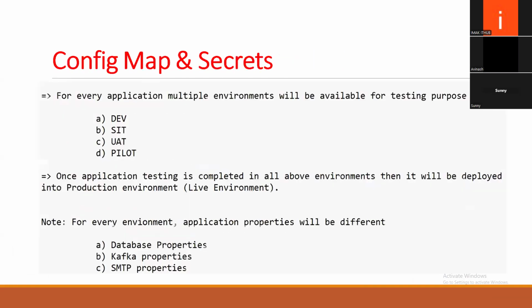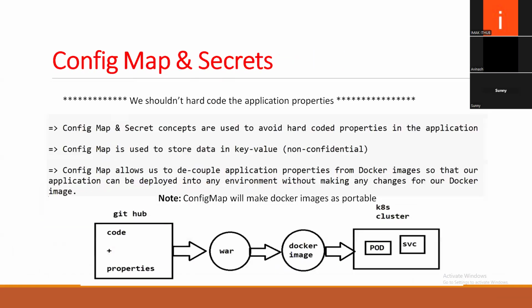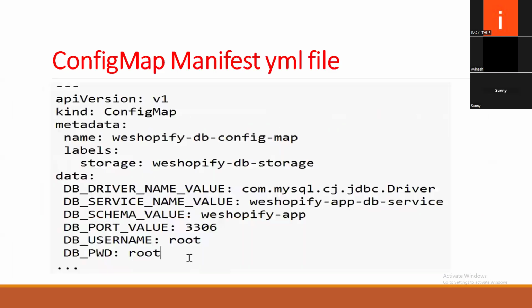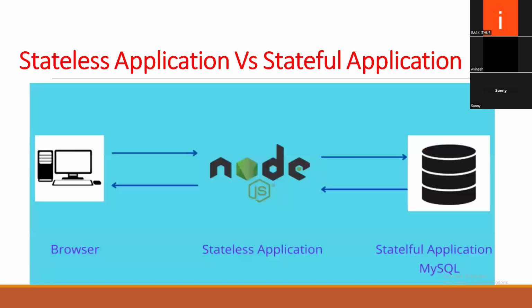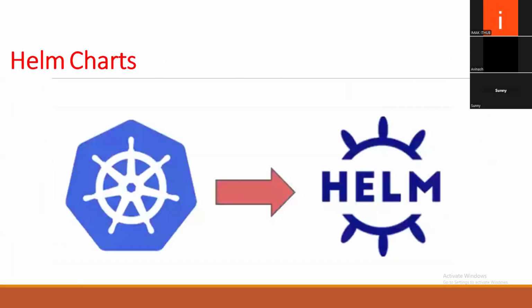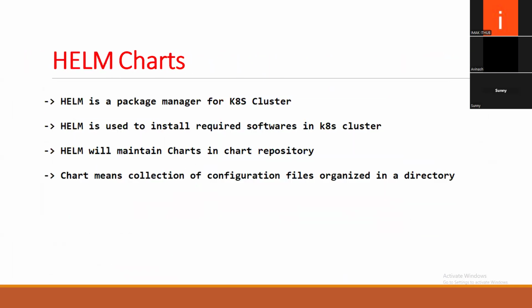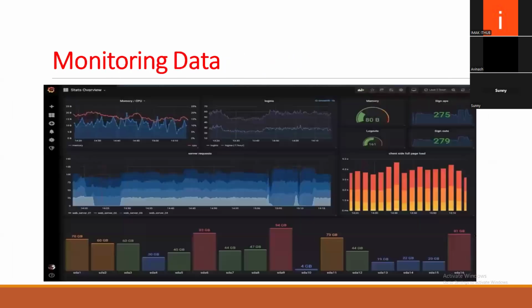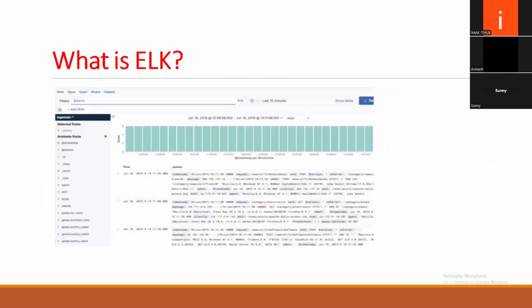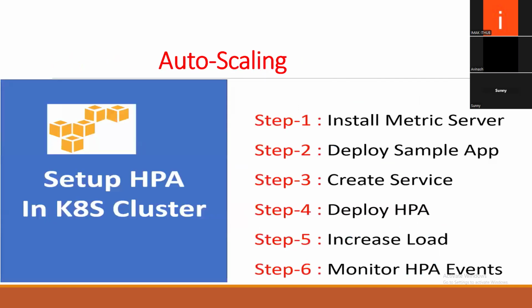Then config and secrets. Passwords will be stored under the secrets; we will not show the passwords, right? Then secrets, stateless and stateful applications, and Helm charts. We'll also discuss Grafana, Prometheus, and ELK. So we will discuss everything, guys.